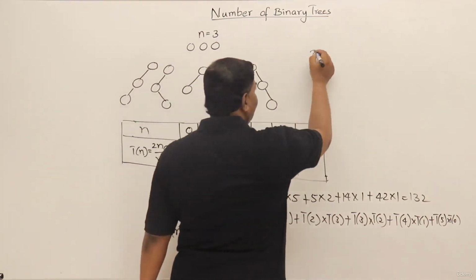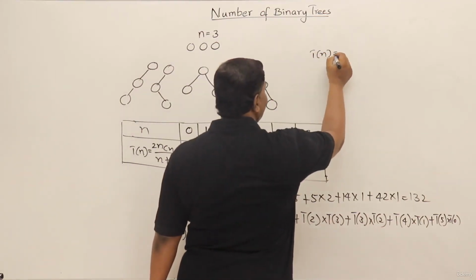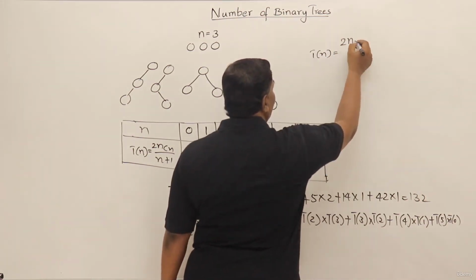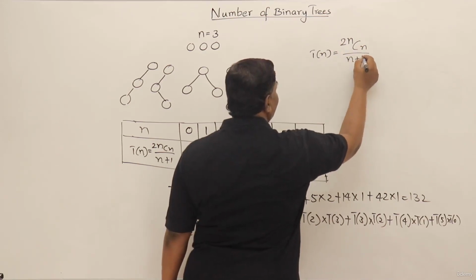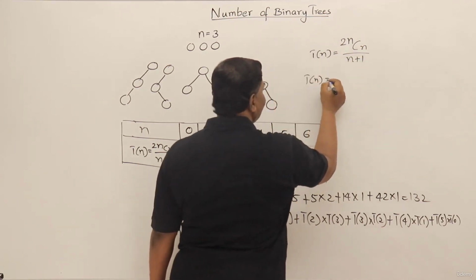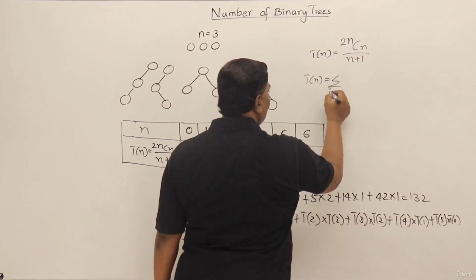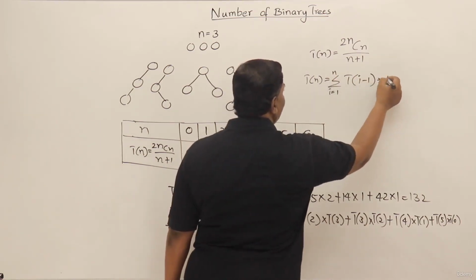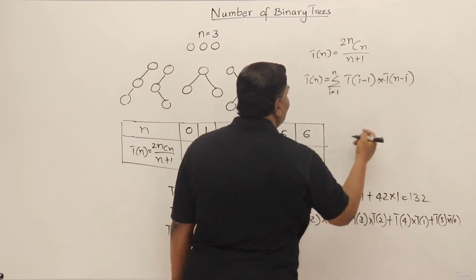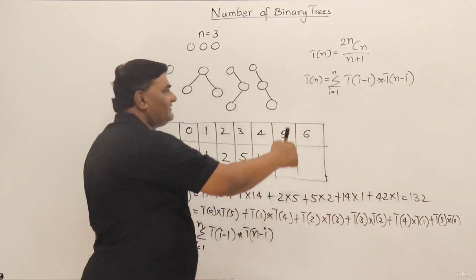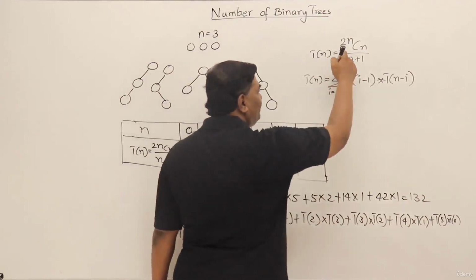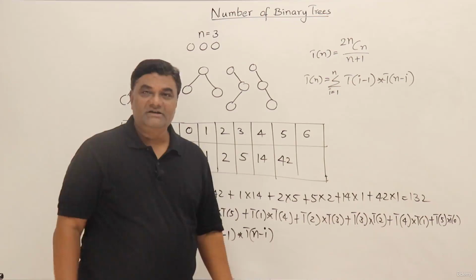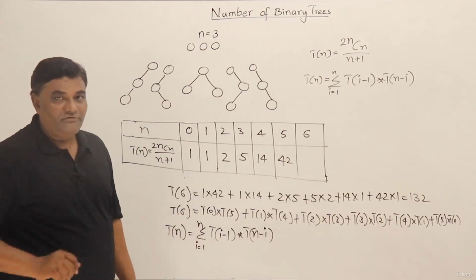So the Catalan number Tn is 2n Cn by n plus 1. This is one formula, and the other one is the summation of i from 1 to n of T of i minus 1 into T of n minus i. So the Catalan number can also be written like this. This is a combination formula and this is a recursive formula. So that's all about the Catalan formula. We have got two formulas.